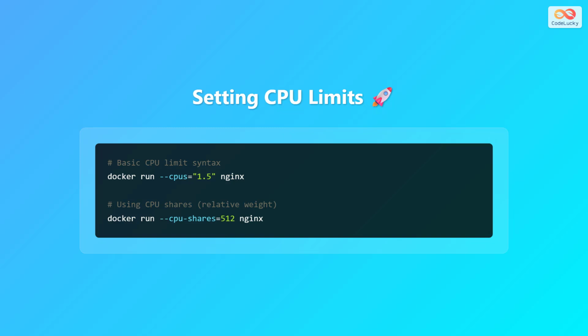Additionally, we can use CPU shares to define the relative weight of a container's access to CPU resources. docker run --cpu-shares=512 nginx. This sets the CPU shares to 512 relative to other containers.